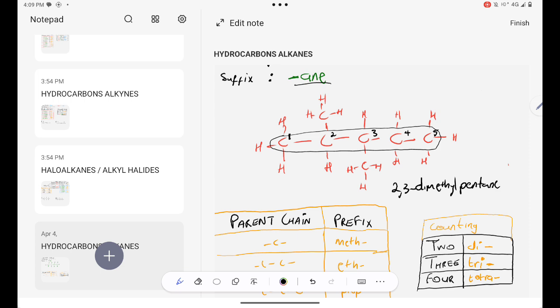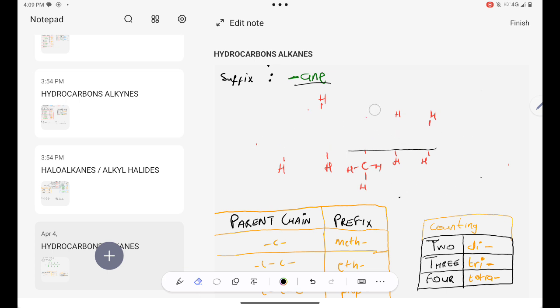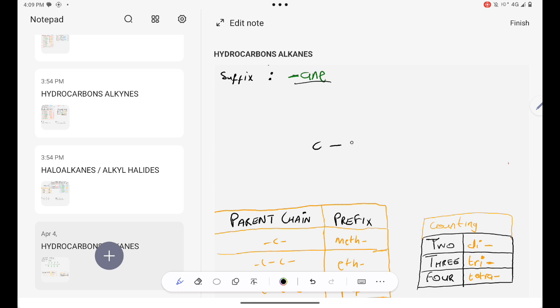That's dimethyl pentane. Are you together? Let's say now we have different side chains. We have different side chains now, ne? Let's say now you have different side chains. Let's say we have, okay, you still have a 5.